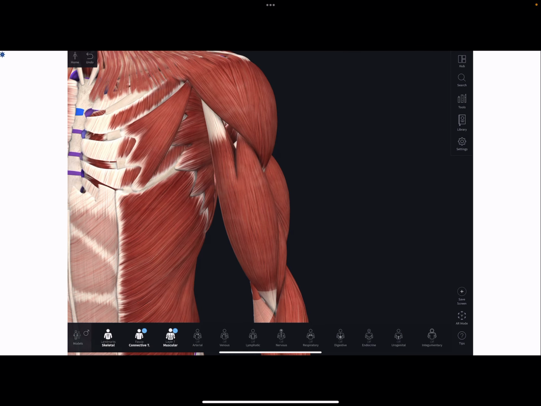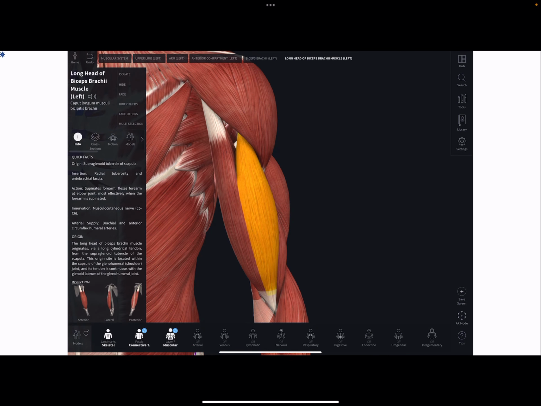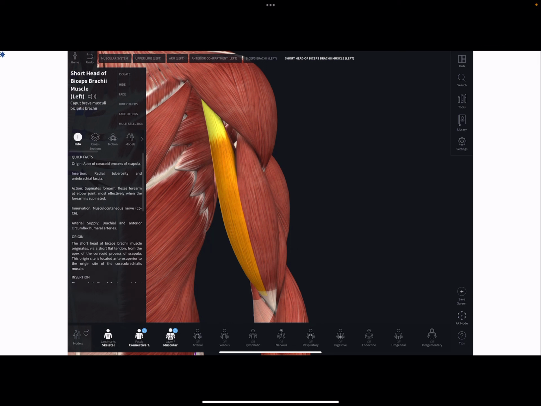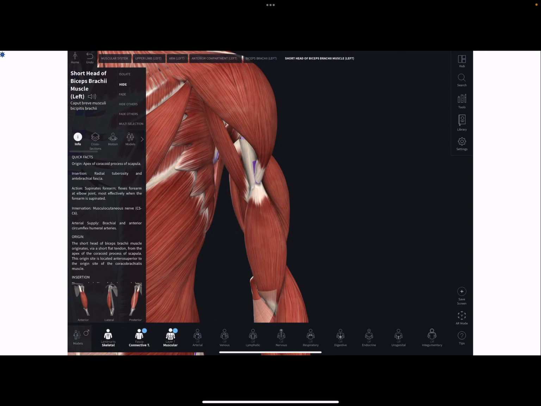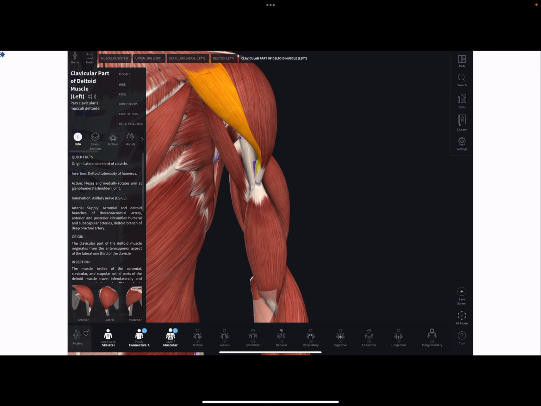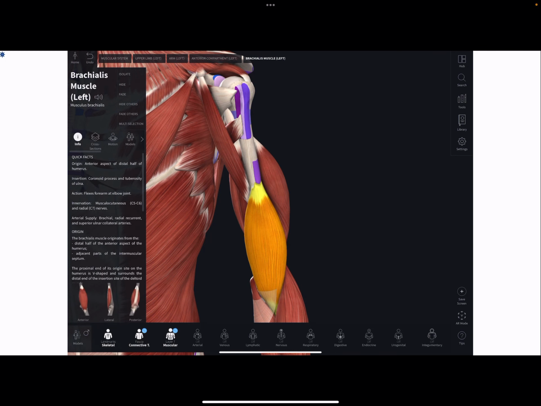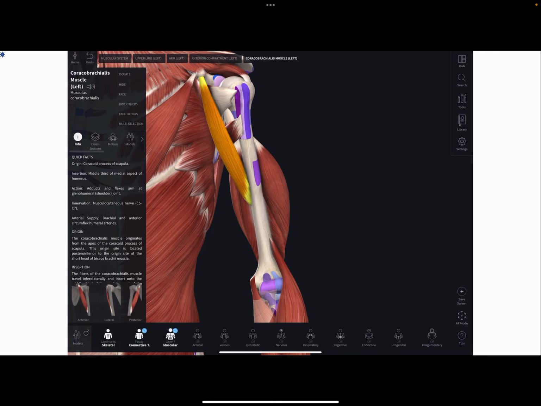And if we just want to get a look at everything that's going on here, we have our long head, we have our short head, take them away, get rid of the deltoid. Here we have the brachialis. It's really doing the same thing as the bicep, helping flex the elbow. And then the coracobrachialis, which is pretty small, doesn't really do that much. I wouldn't worry about it too much, but it just plays a mild role in adduction.